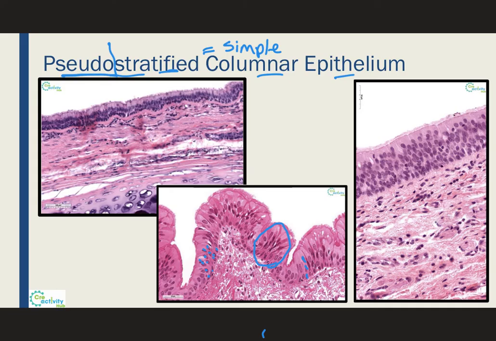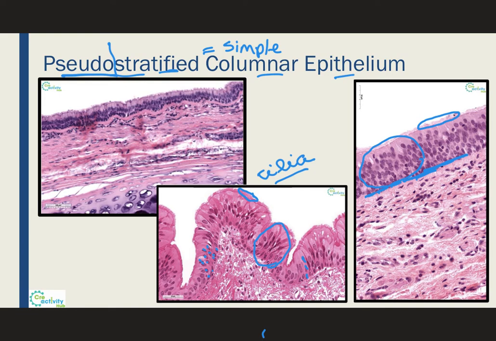But since this tissue is a simple epithelial tissue, it means that the basal part of all of these cells is actually attached to the basement membrane. The other thing that we notice on this tissue is that on the apical part of the cells, we can see a thin layer on top of the cells. This thin layer represents the cilia, or hair-like structures, that are present in this tissue.